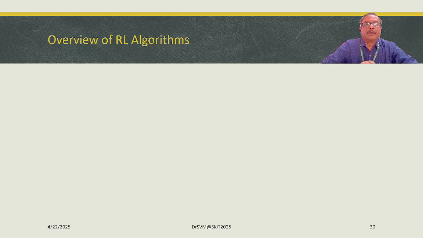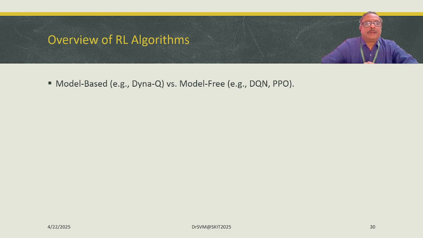Hi friends, welcome back. After looking at the different types of reinforcement learning and the different phases involved in reinforcement learning, now let us see some algorithms defined for reinforcement learning. Basically, we can divide the reinforcement learning algorithms into two types. One is model based, and the other one is what we call model free.